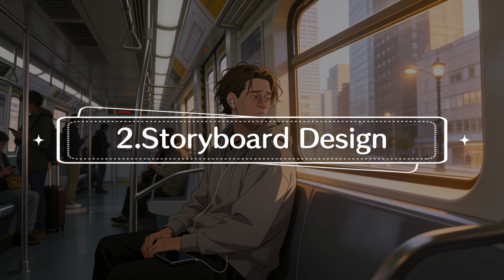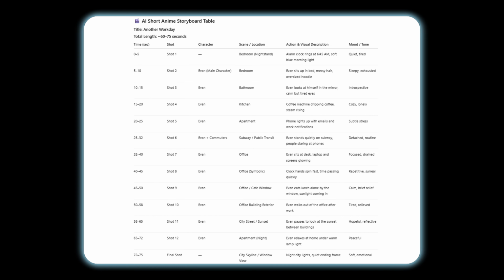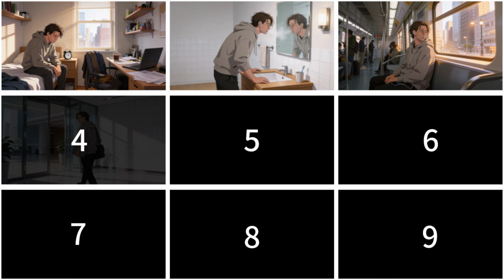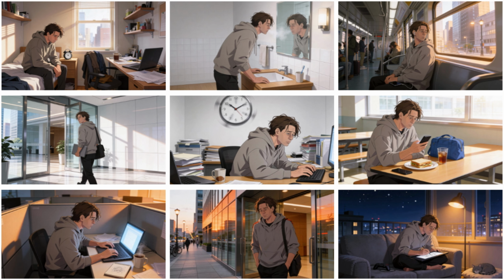Step 2. Storyboard design. After the outline, the next step is creating a storyboard. Each storyboard frame represents one scene in the anime. At this stage, determine the scene order, character actions, camera perspective, and visual focus. This helps translate the story into visual content and prepares everything needed for AI generation.